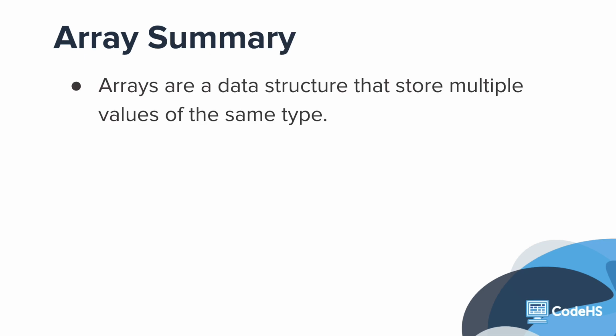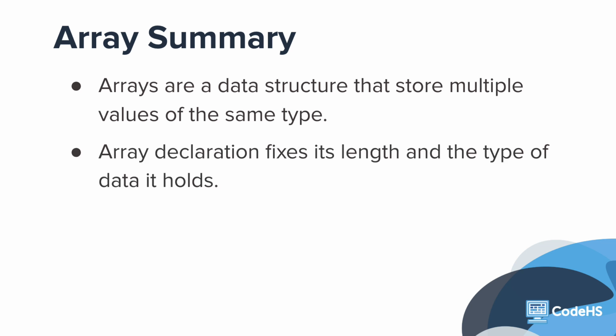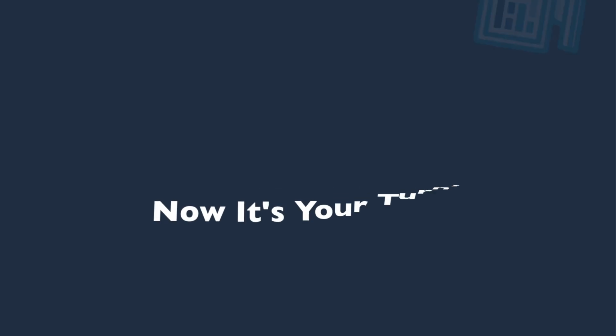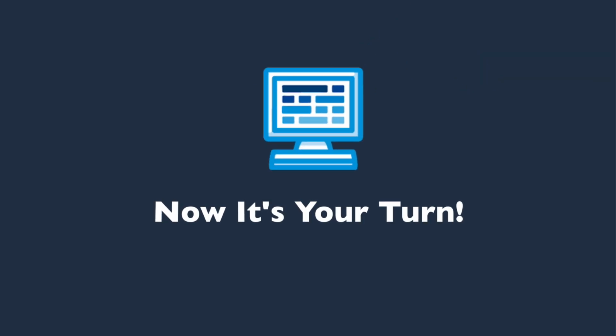To summarize, arrays are a data structure that store multiple values of the same type. Array declaration fixes its length and the type of data it holds. Array indexes start at 0, and trying to access an index larger than 1 less its length will result in an array index out of bounds exception. Now it's your turn to practice using arrays in your own programs.